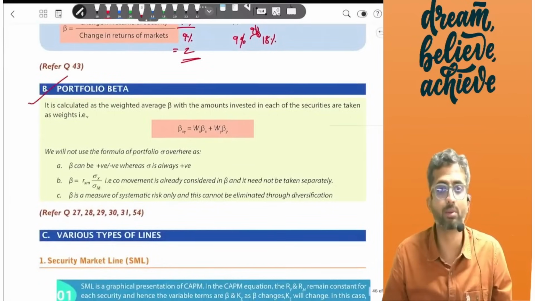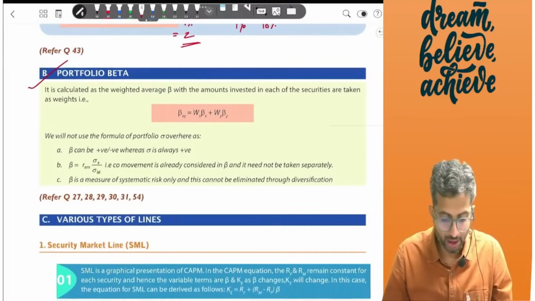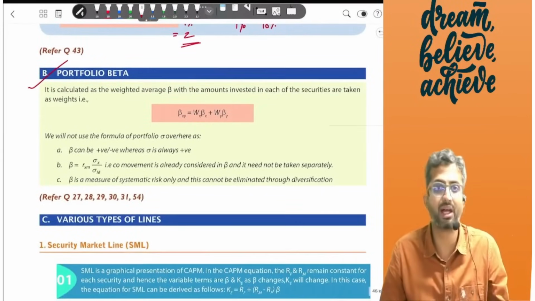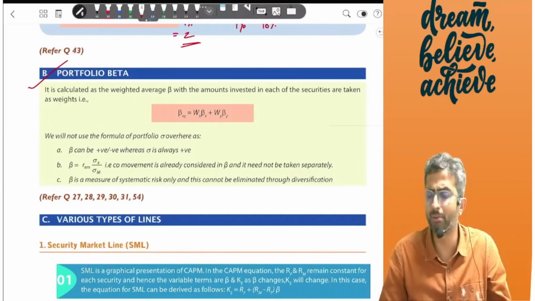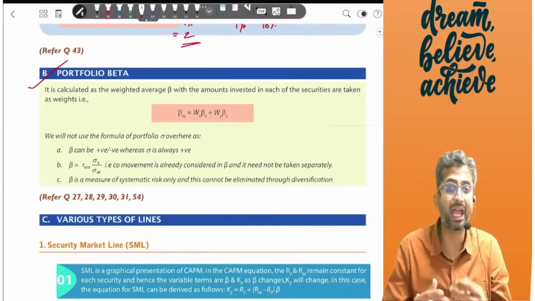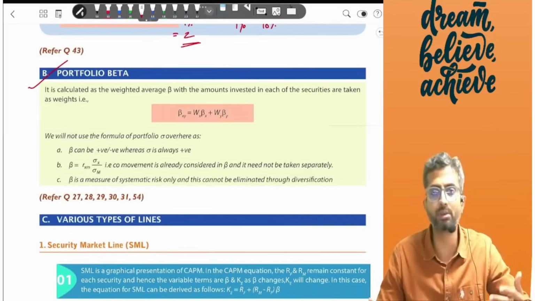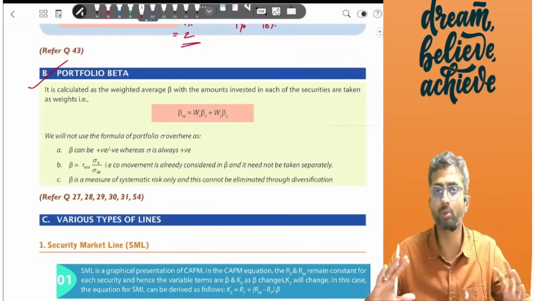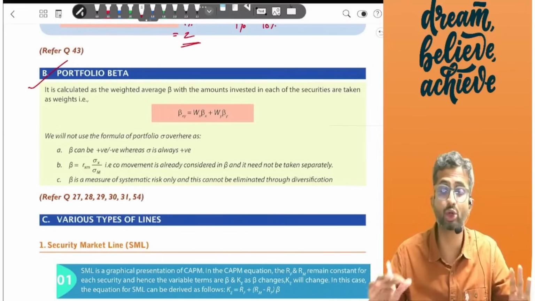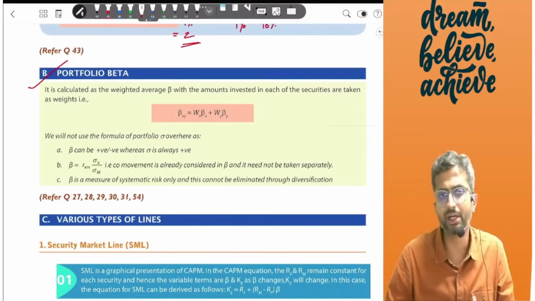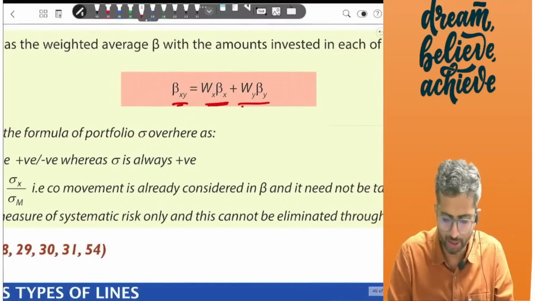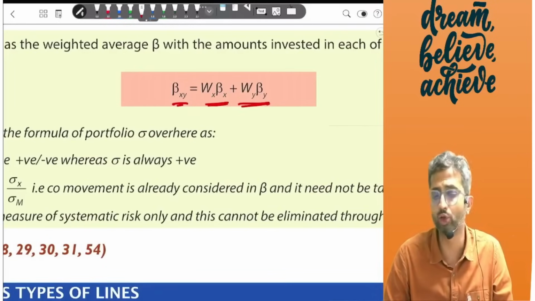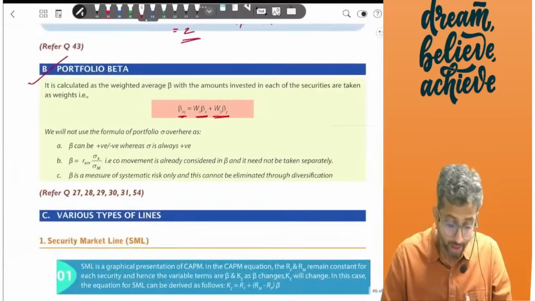Then you go to the concept of portfolio beta. Portfolio beta refers to weighted average beta. You will not do squaring, square rooting, etc. Why? Because beta can very well be negative, and any unsystematic risk, if any, has already been eliminated, and hence when you construct the portfolio, there can be no further elimination. So your beta will be the weighted average beta, that is beta XY will be weight of X into beta of X plus the weight of Y into beta of Y, and that will give you the portfolio beta.